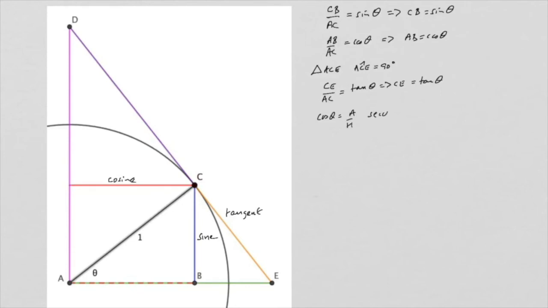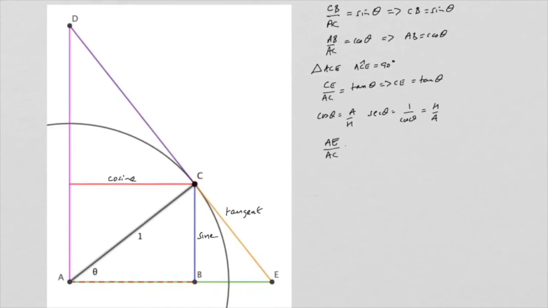So sticking with ACE, we can note that cos theta is the adjacent over the hypotenuse, and since sec theta is 1 over cos theta, this is the hypotenuse over the adjacent. So in the triangle ACE, the hypotenuse is AE and the adjacent is AC, so that must be sec theta. That tells us that sec theta, again because AC is equal to 1, must be equal to AE.